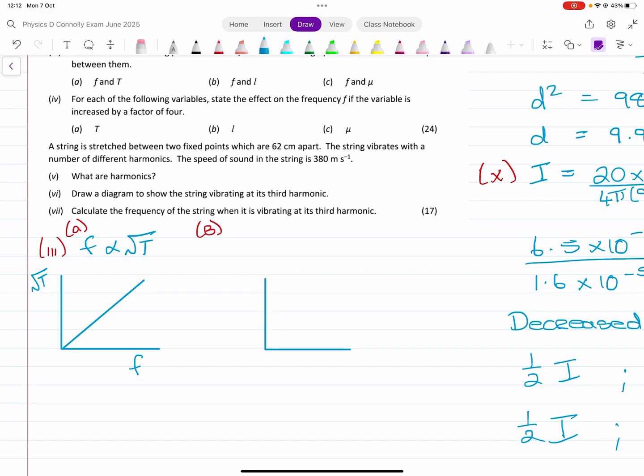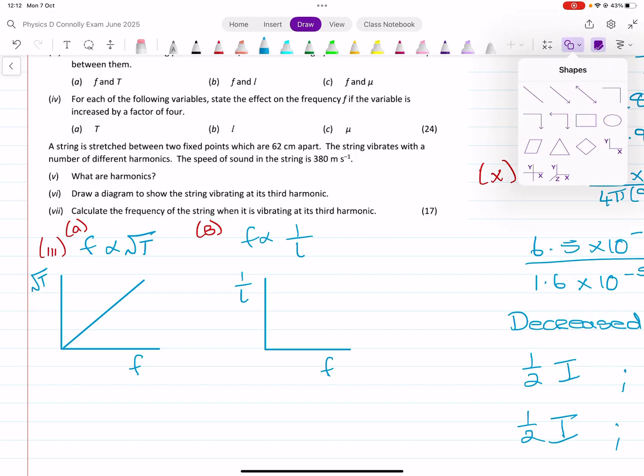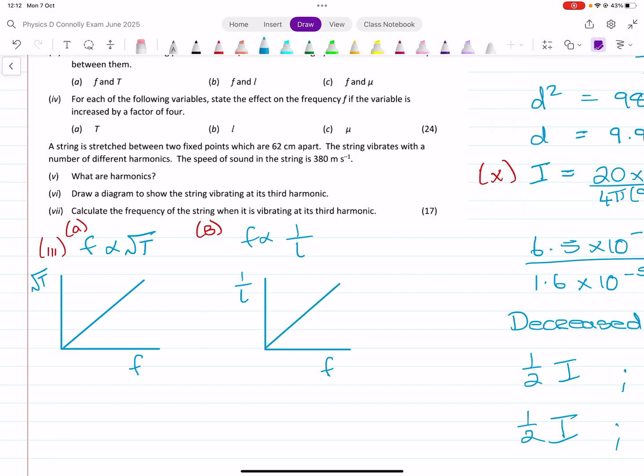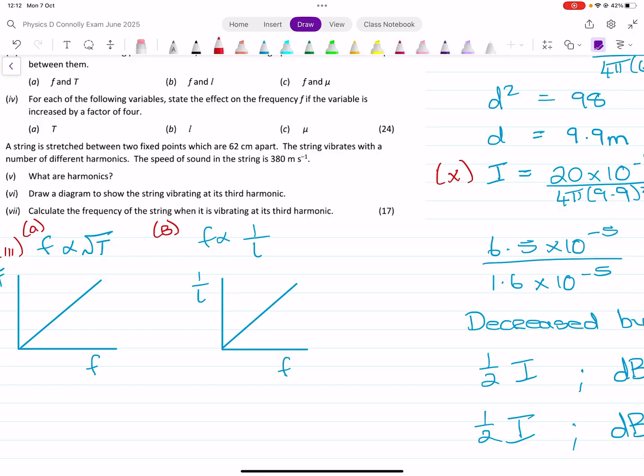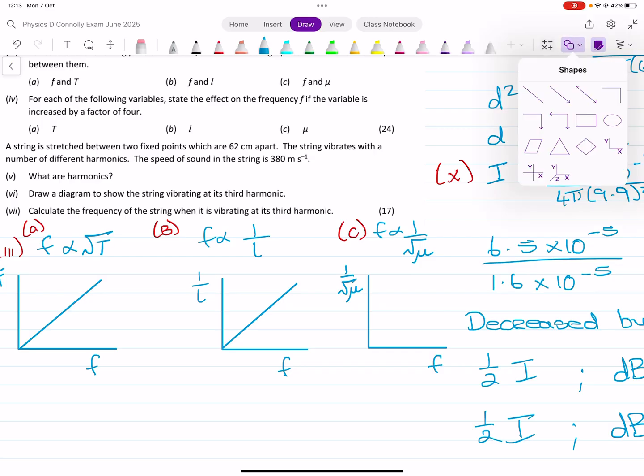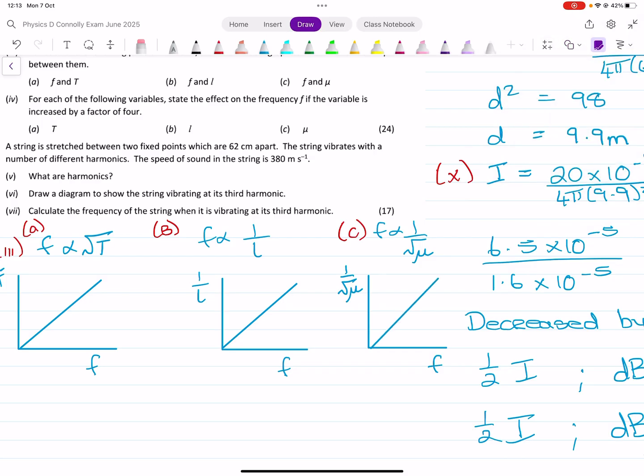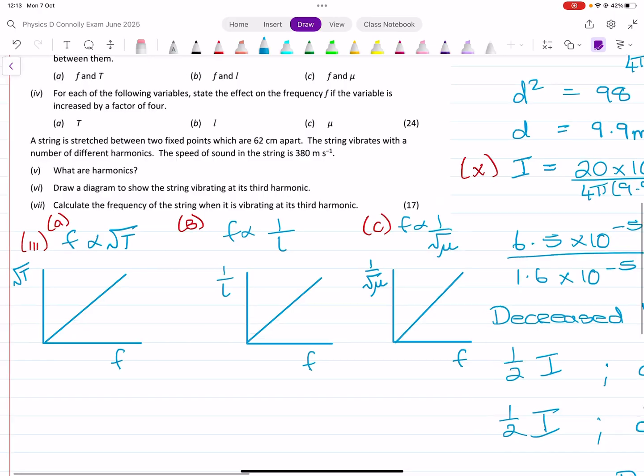Frequency and length: frequency is proportional to 1 over length. So if you plot frequency against 1 over length, that should be a straight line. And then C is frequency with mu: frequency is proportional to 1 over the square root of mu. So if you plot frequency against 1 over the square root of mu, that should be a straight line. So there are your relationships.